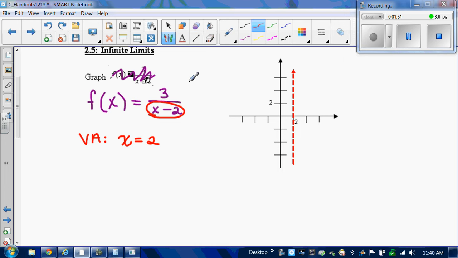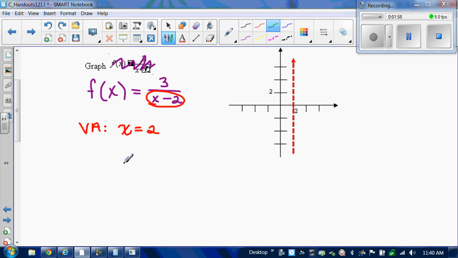Now we need to think about if it has any horizontal asymptotes. Now, we learned some rules back in pre-calculus. That was like the exponent of the numerator and the exponent of the denominator, and if the numerator was less than the denominator, if it was equal to or greater than. So you are welcome to look those up and memorize them again, but we're going to use calculus now to do that.